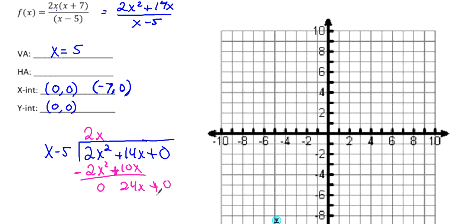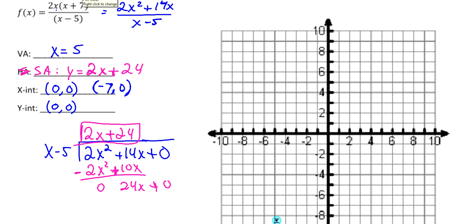And what times x gives me 24x? 24. And I'm done. That is my slant asymptote. So we have a slant asymptote, and the equation is y equals 2x plus 24. Now, that means that our y-intercept on that slant asymptote is going to be at 24. So we'll do some work in a minute just to make sure that it fits on our graph.